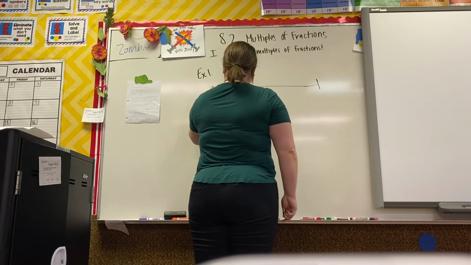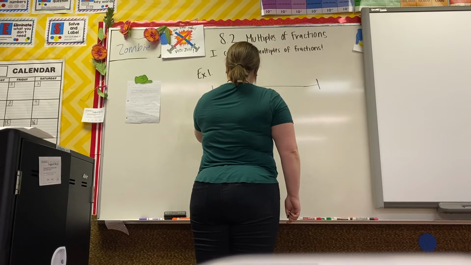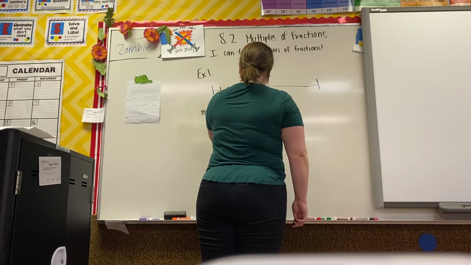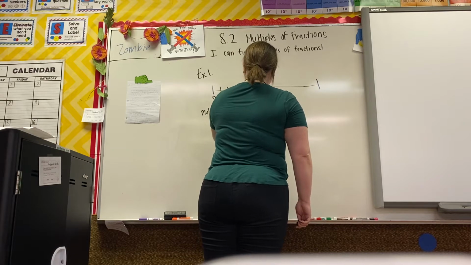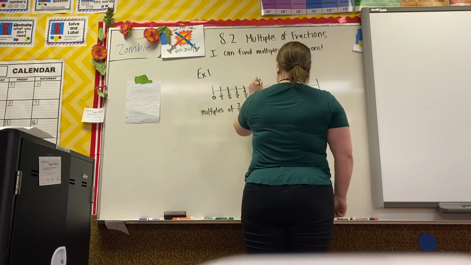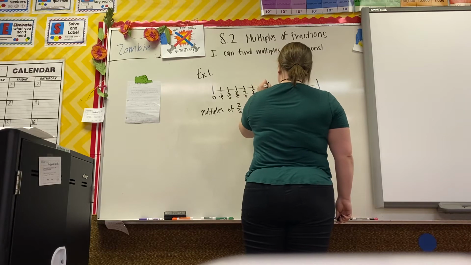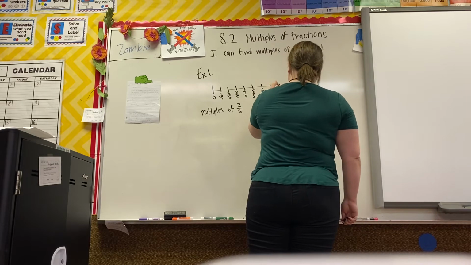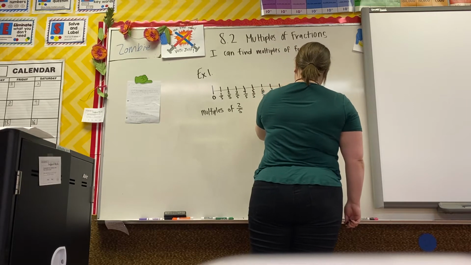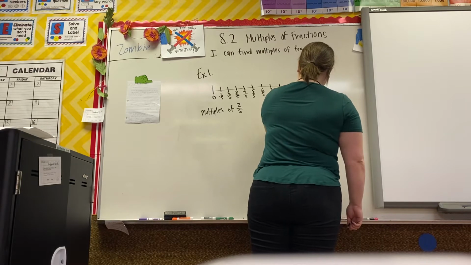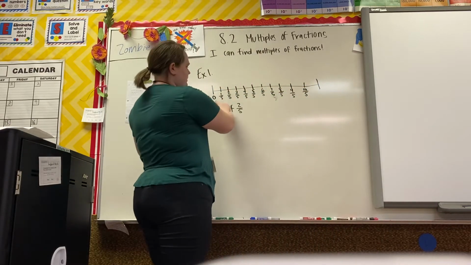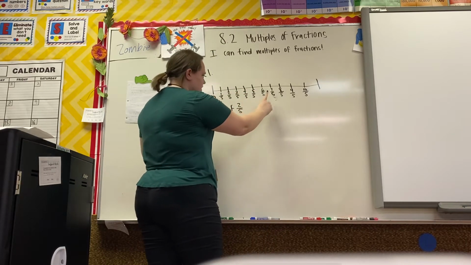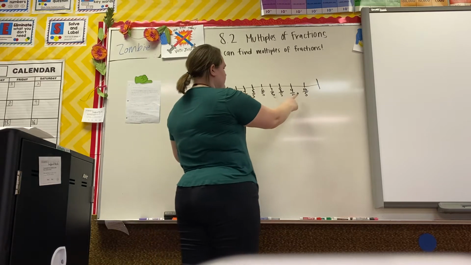So I have to write out all my fifths, 3/5, 4/5, 5/5, 7. Okay, so here I've written 1/5, 2/5, 3/5, 4/5, 5/5, 6/5, 7/5, 8/5, 9/5, 10/5.